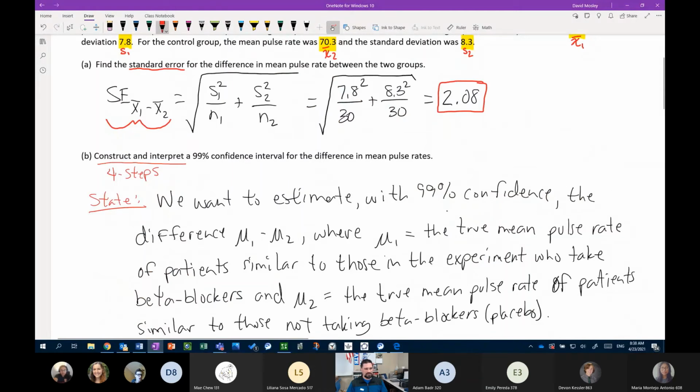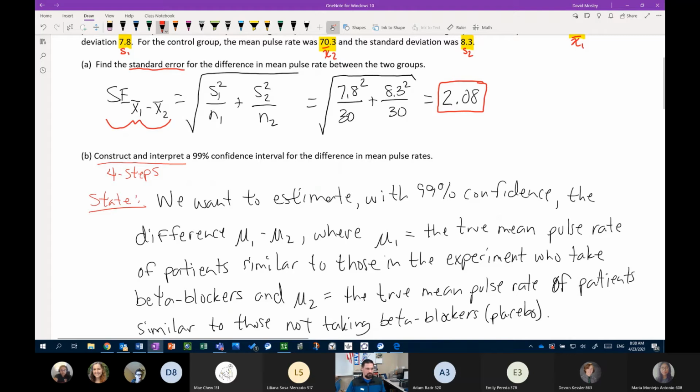We want to estimate with 99% confidence the difference mu1 minus mu2, where mu1 is the true mean pulse rate of patients similar to those in the experiment who take beta blockers, and mu2 equals the true mean pulse rate of patients similar to those not taking beta blockers, or the ones that took the placebo.